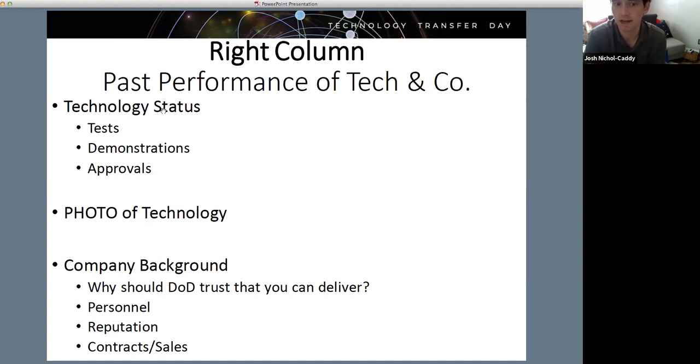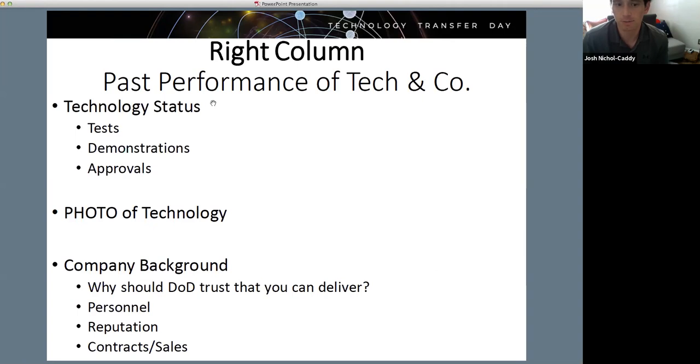technology status. Then a photo of the technology as well. Just as a way to spice it up, because otherwise we've got just a lot of text on our poster. And then a company background. So again, not too long, because I think the biggest interest here is that you have a solution that could be used in this very specific application to solve a very specific problem. So why should the Department of Defense trust you to deliver that?